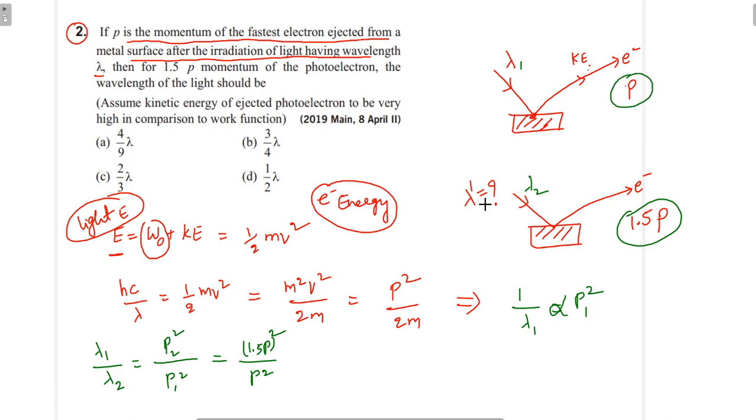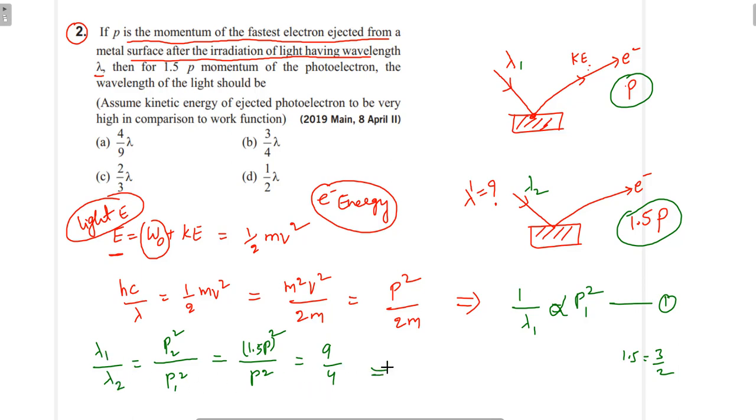First, we have to derive the relation between lambda and p, then we apply the formula. Now 1.5 into 1.5. I can write 1.5 equal to 3 by 2, so 3 by 2 squared means 9 by 4. The p square and p square get cancelled. So lambda 1 by lambda 2 is 9 by 4.